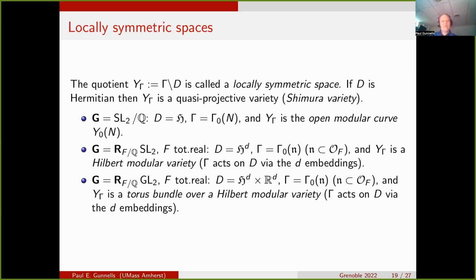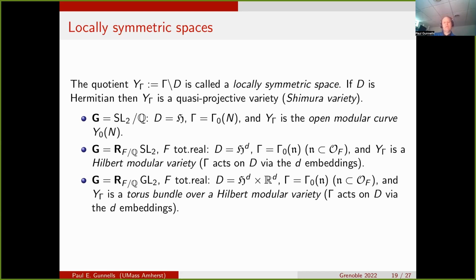If you take the restriction of scalars from SL_2, where F is totally real, then the global symmetric space is D copies of the upper half plane. And gamma acts on this by the different embeddings of the field F into R. F has D different embeddings into the real numbers, and we can take SL_2(O_F) and embed that in D different ways into SL_2(R). And so that's how it acts on those different factors.